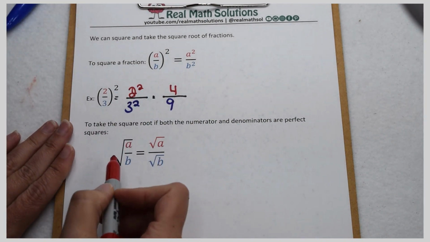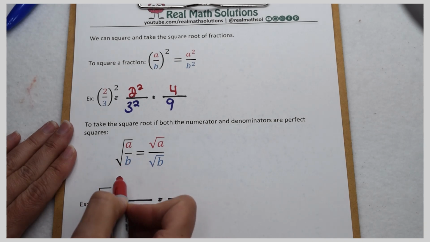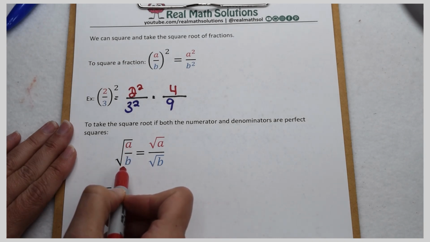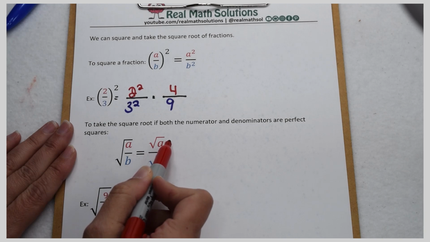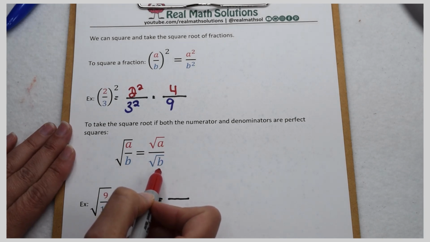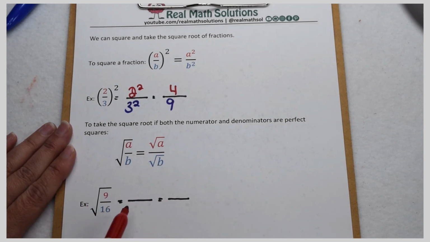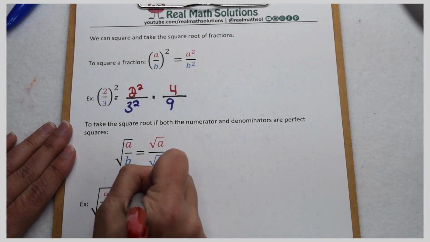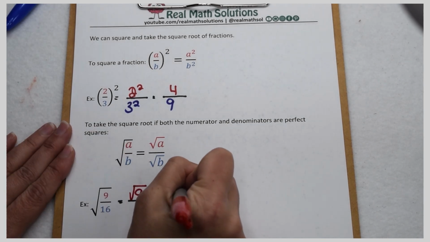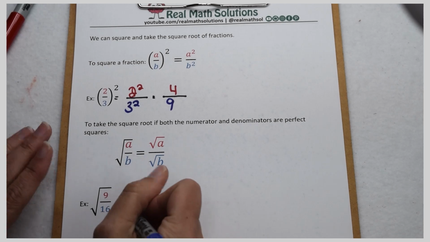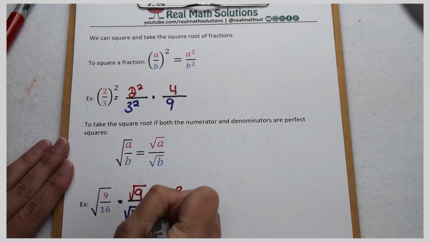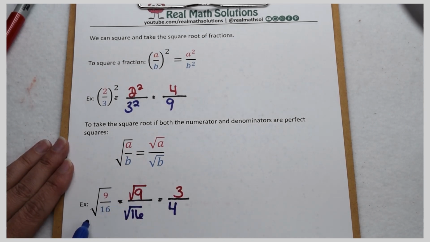A similar process would take place if we want to take the square root of a fraction where both the numerator and the denominator are a perfect square. We would have the square root of the numerator over the square root of the denominator. So if we want to take the square root of 9/16, for our numerator, we would take the square root of 9, which would be 3, and then for our denominator, we would take the square root of 16, that would be 4. So the square root of 9/16 would be 3/4.